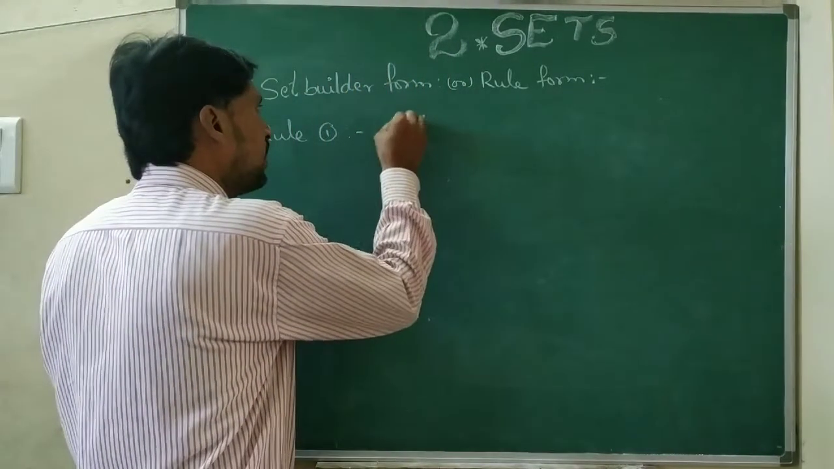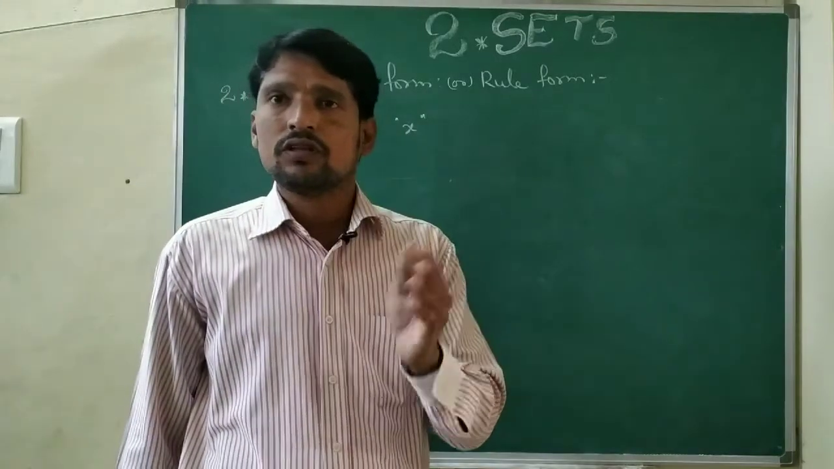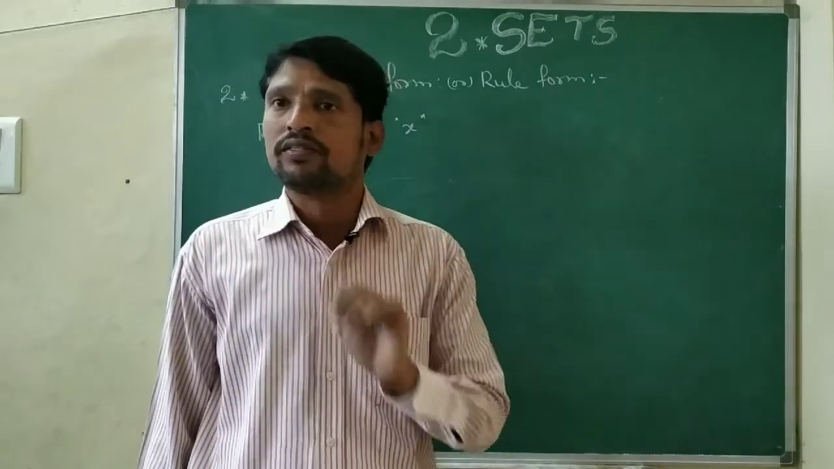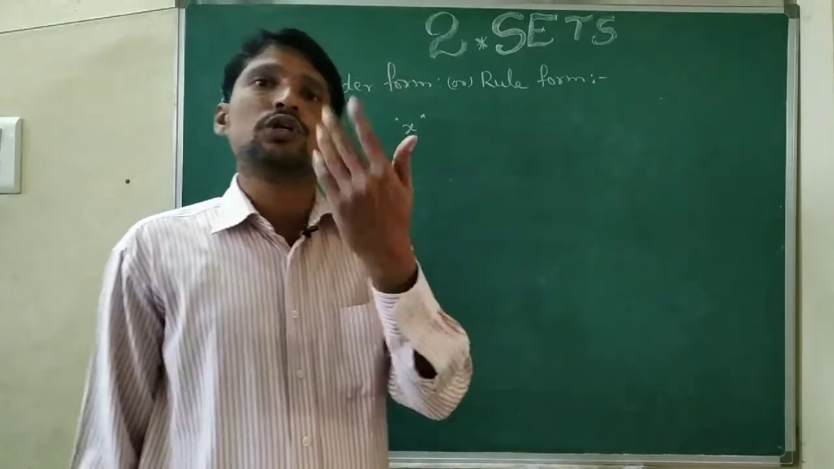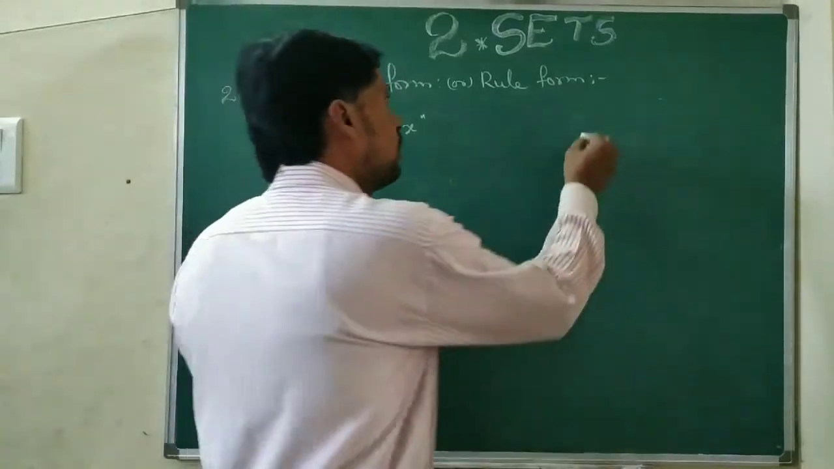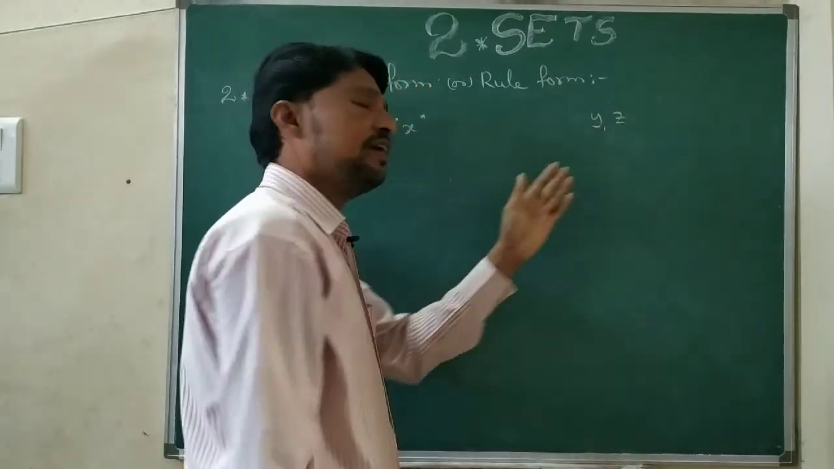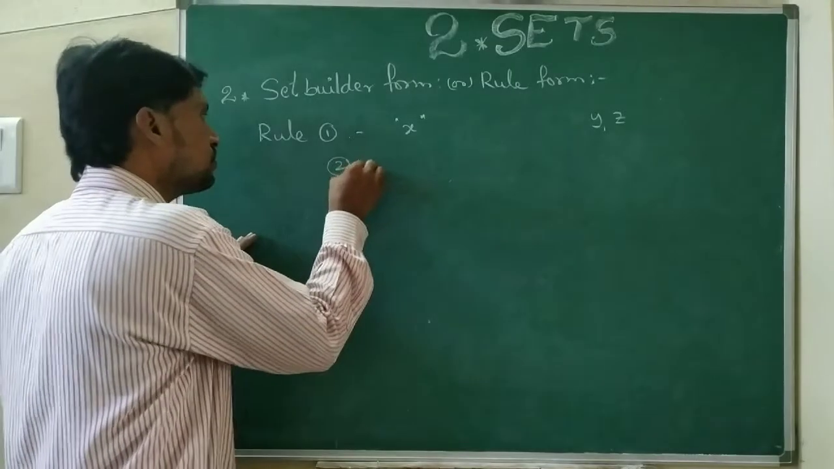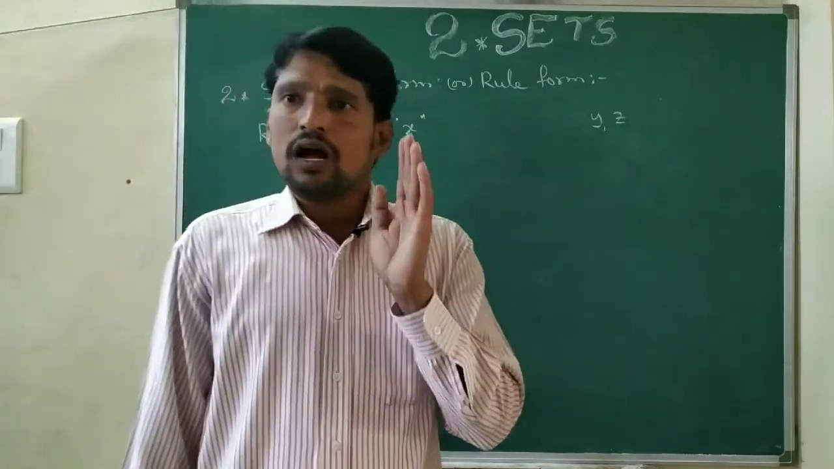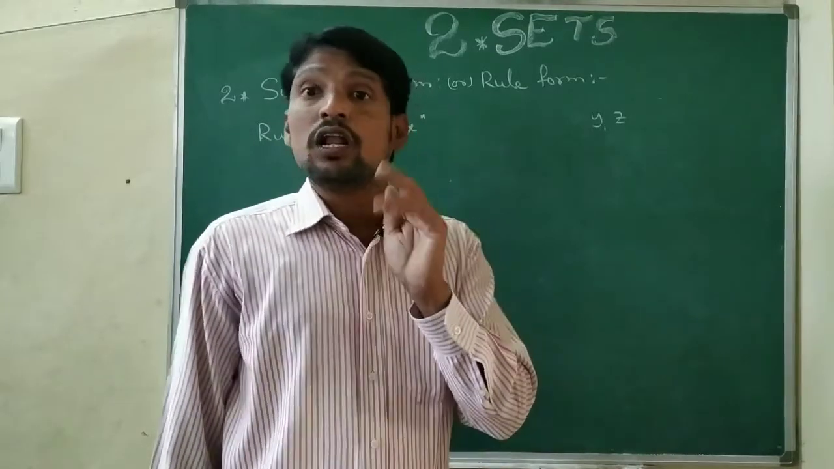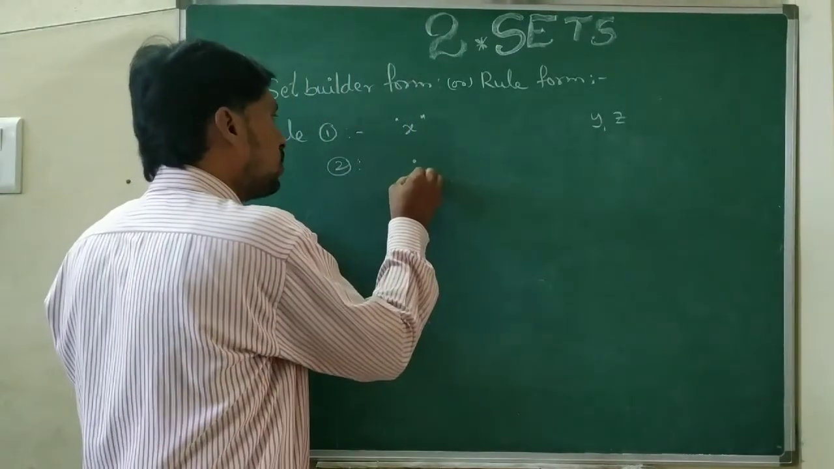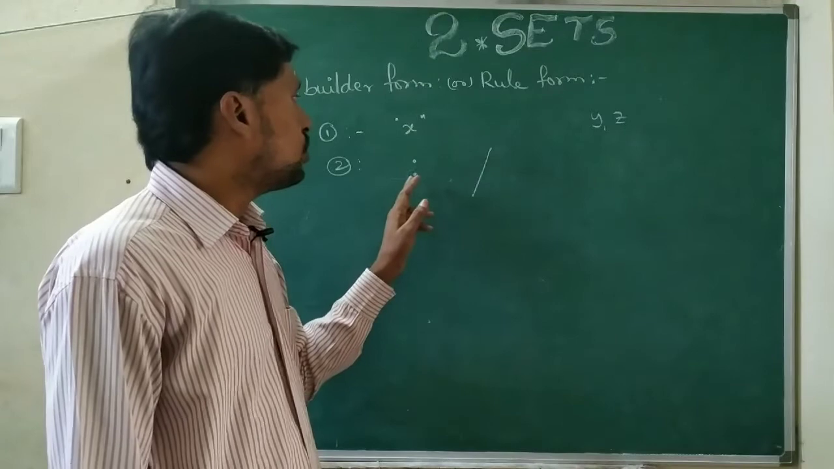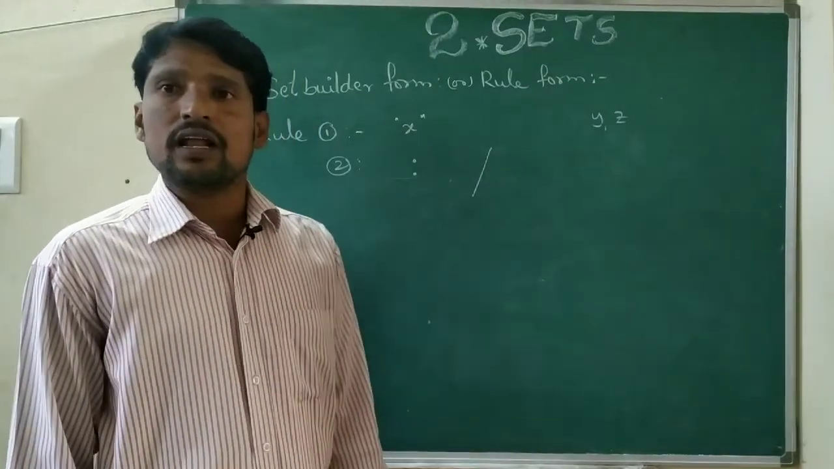We should use the symbol x for elements of the set. Instead of x, we can also take other alphabets, like a, b, c, x, y, z. X we already took, y, z, like that we can take. Next, rule number 2: after x, we should write a colon or vertical bar. This is the colon, this is the vertical bar.